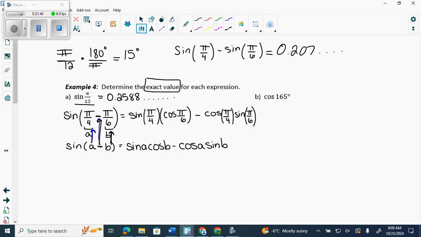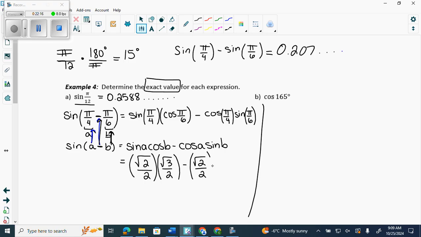Okay, I remembered it. So what is sine of pi over 4 now? We need exact values. Square root 2 over 2. What is cos of pi over 6? Root 3 over 2. Minus cos of pi over 4, root 2 over 2, sine of pi over 6, 1/2.